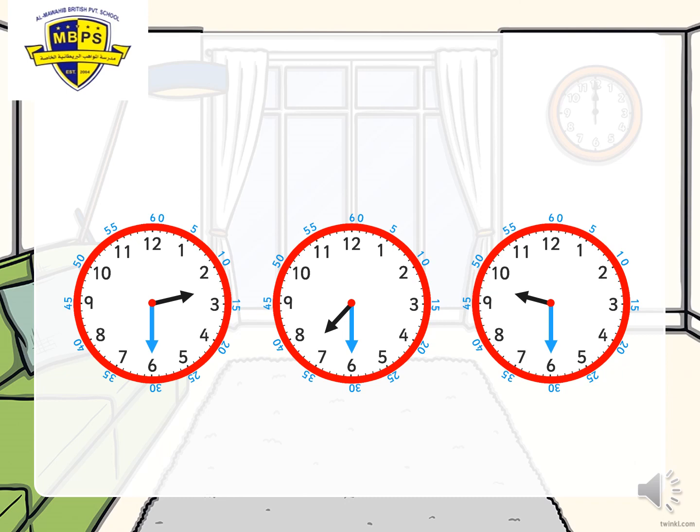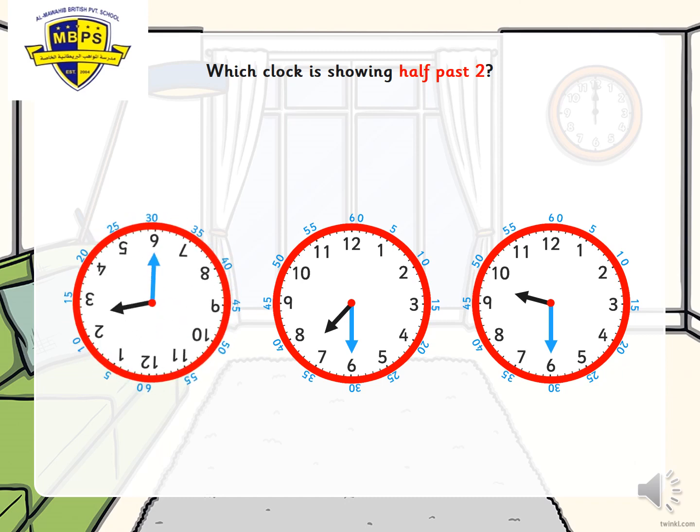Now, can you answer these questions? Are you ready? You have 3 clocks here. All of them are showing half past. Let me ask you the first question. Which clock is showing 2:30? Which one of them is showing 2:30? The first, or the second, or the third? Can you tell me? Very good. The first one is showing 2:30.